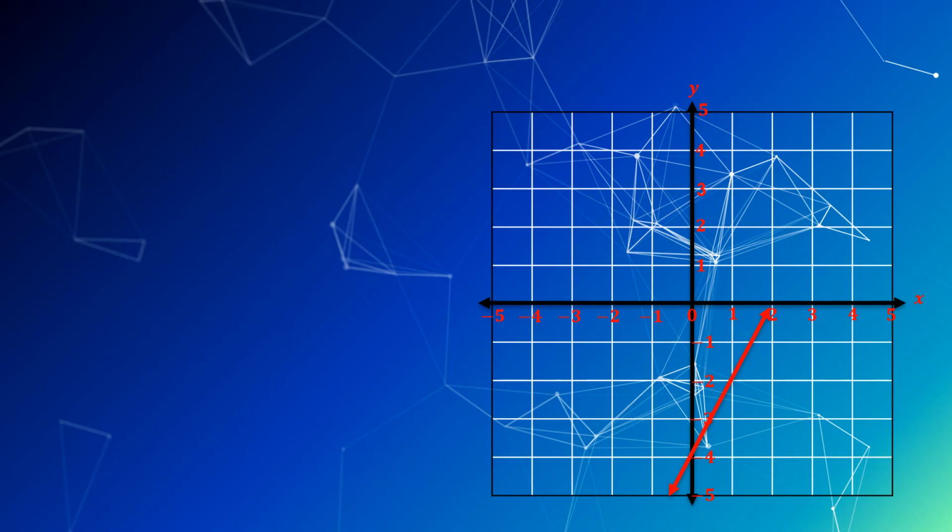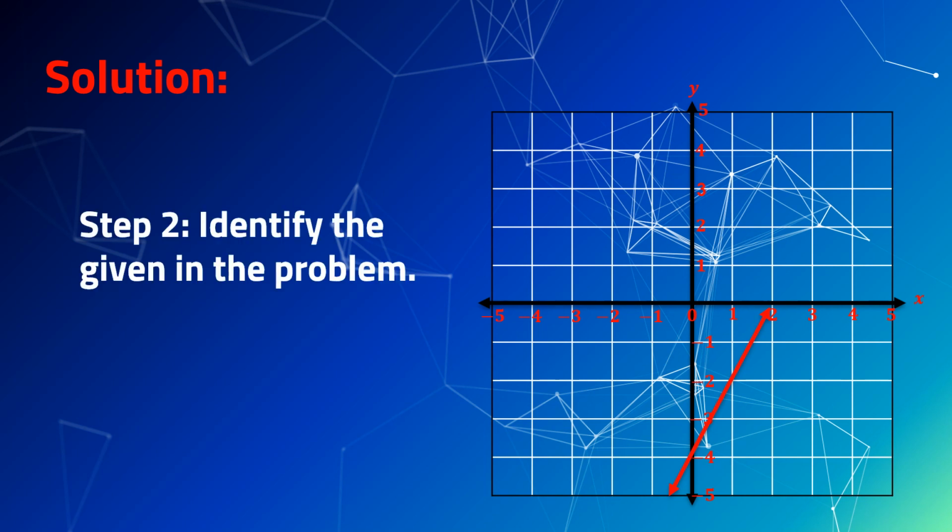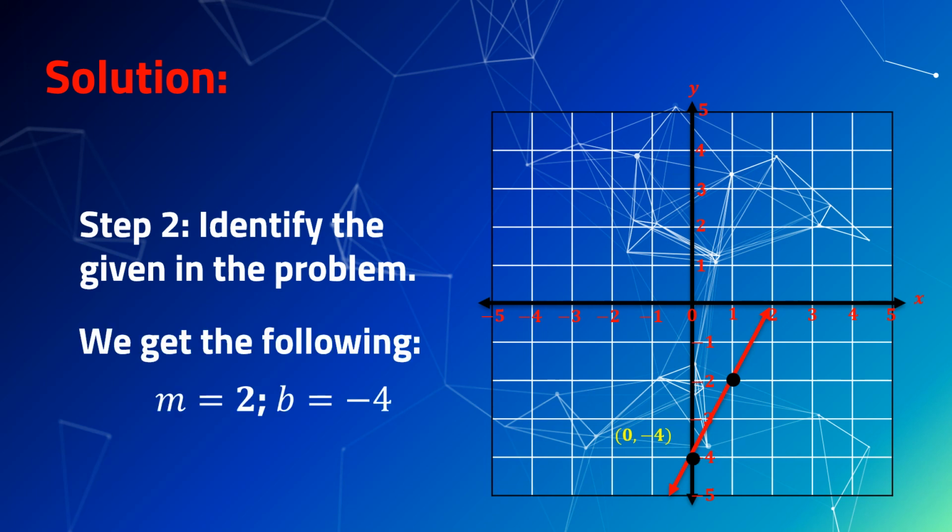The next step, since we already have drawn the graph, is to identify the given in the problem. So the slope is 2, then the point is (0, -4), or simply the value of b is -4, which is the y-intercept. Okay, so m is equal to 2, then b is equal to -4. b is the point along the y-axis where the line passes through.